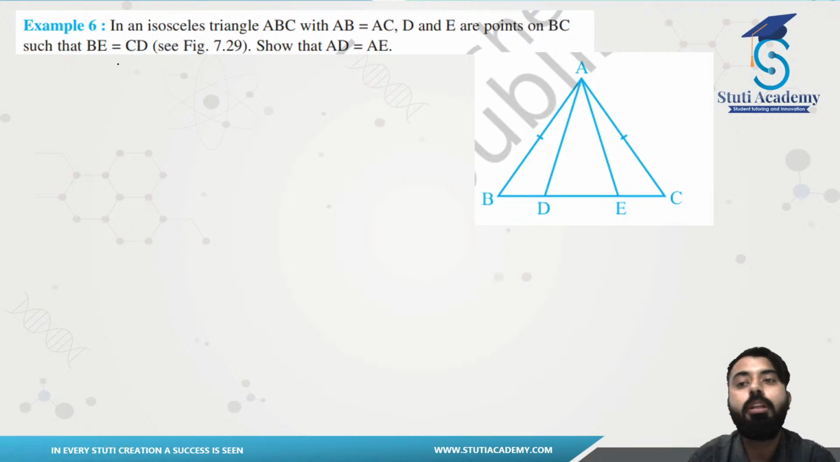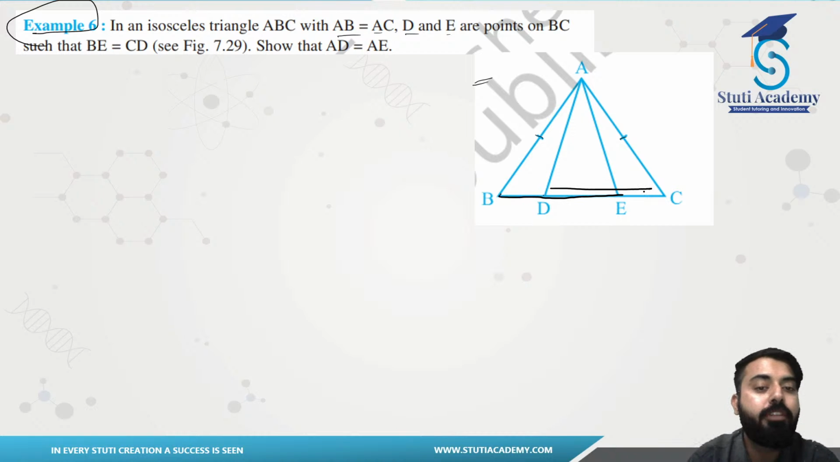So we have this one, our example 6. In an isosceles triangle, which is right here, AB is equal to AC, D and E are the points on BC, such that BE, this BE, is equal to BC.